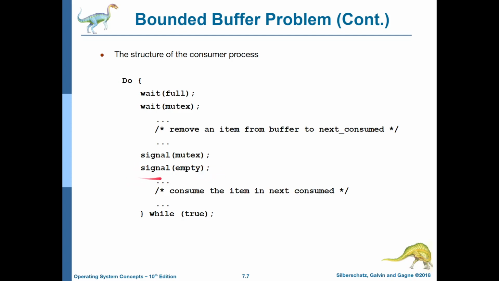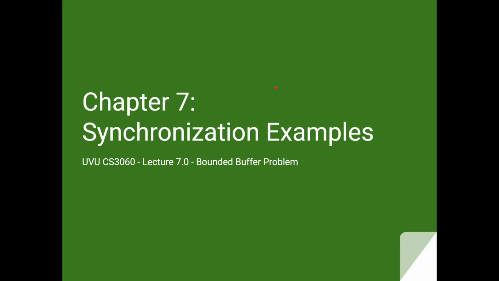After the consumer has removed an item from the list, it's able to signal empty so that it can increase the count of empty items and allow the producer to use that new empty item. This is the producer-consumer system, and you will implement something like this in your assignment. This brings us to an end of Lecture 7.0, where we talk about the bounded buffer problem.